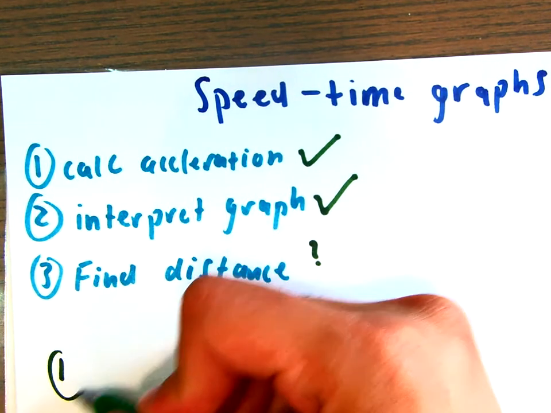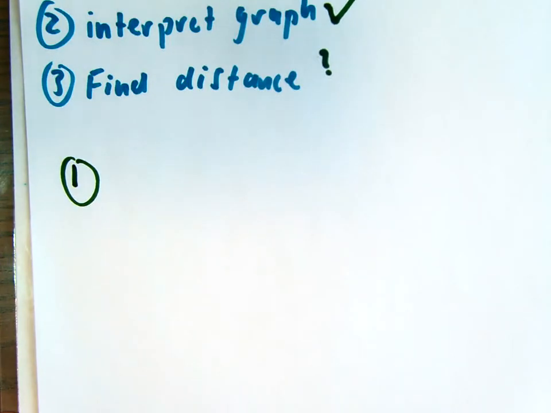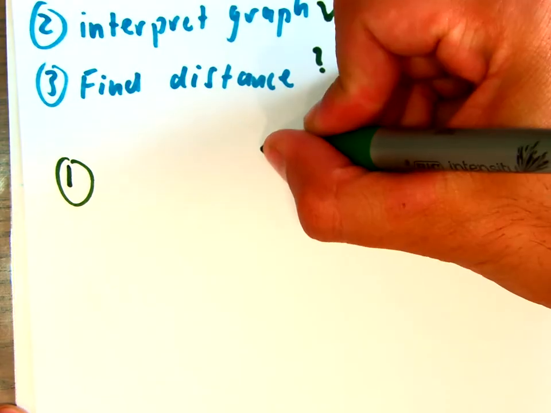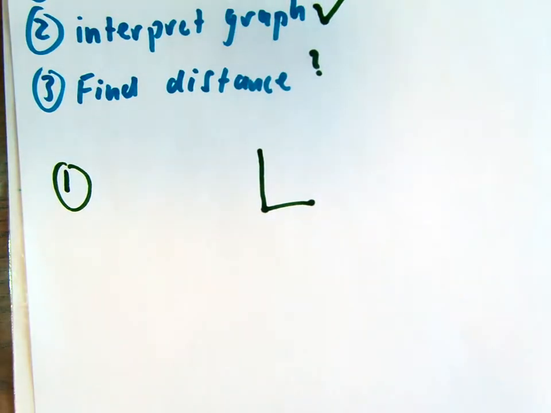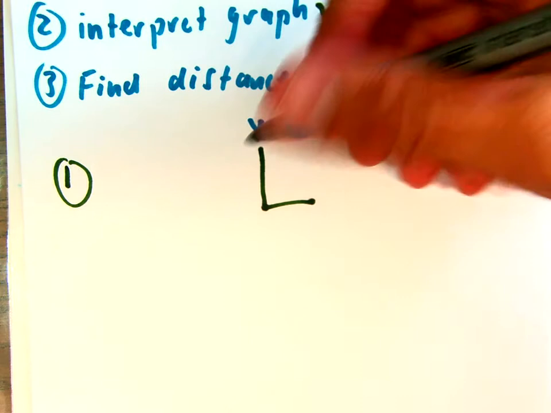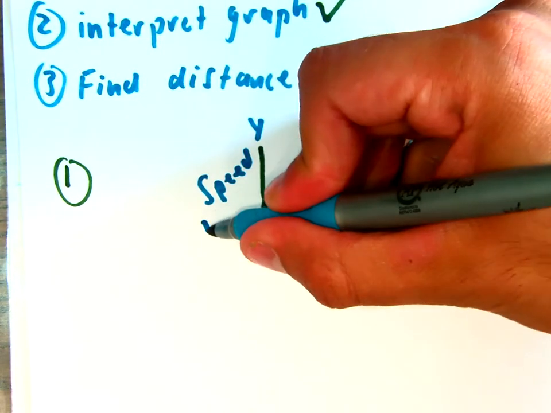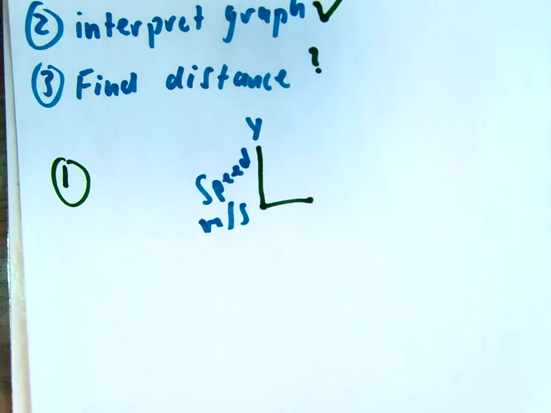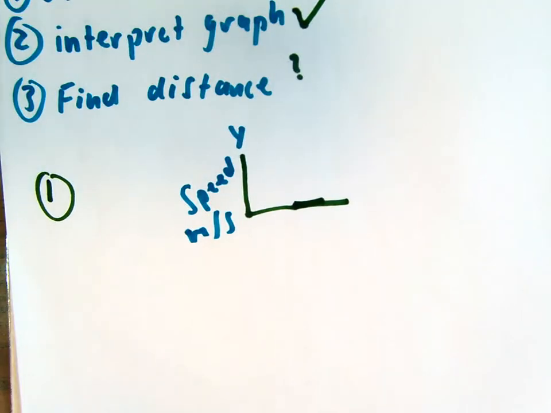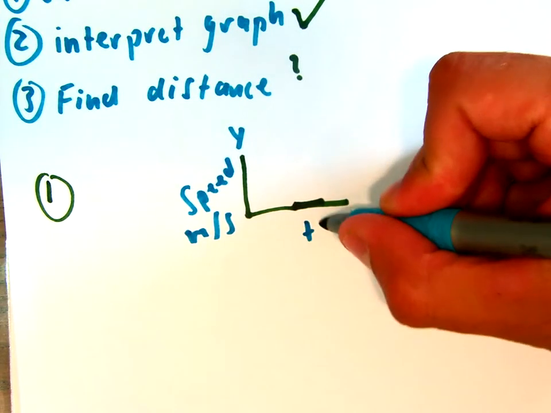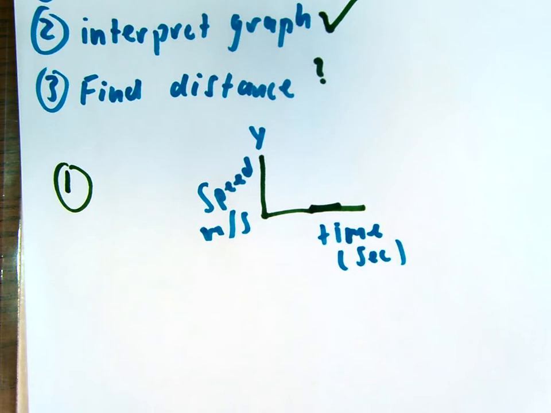Number one is how do we calculate acceleration in a speed time graph? Okay. Before we do that, let's look at a speed time graph. So in a speed time graph, on our y-axis we have speed, typically in meters per second. I mean, it's not always the case. Sometimes it could be some type of different speed, like kilometers per hour. And then here we have time. This typically is in seconds. Okay, so that's what our graphs look like.